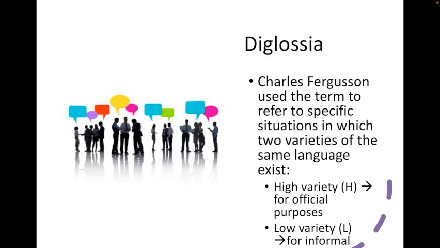Again, diglossia, according to Charles Ferguson, is composed of a language that has two varieties. That depends on its purpose: high variety, which is official, and low variety, which is informal.